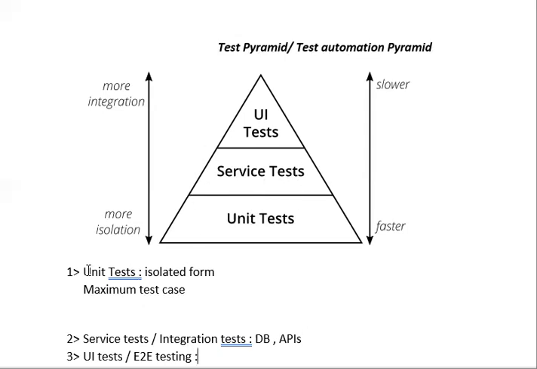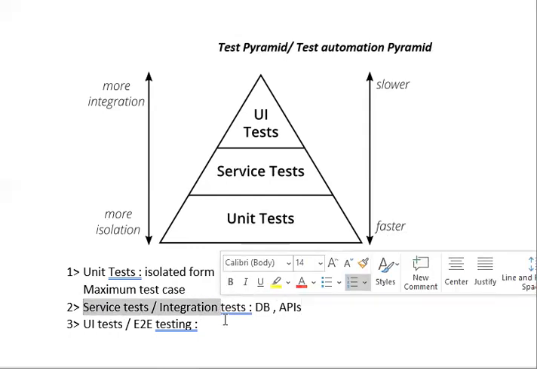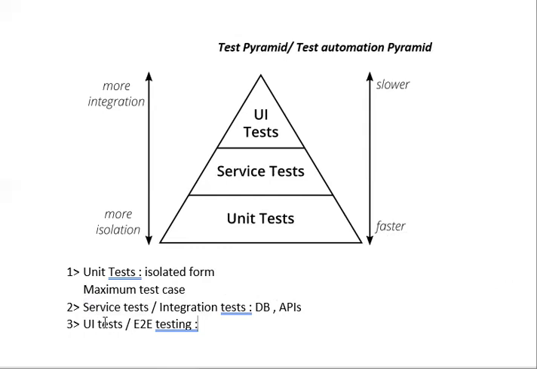So in this approach, the maximum test cases would be involved in unit tests. Minimal test cases would be included under integration tests, and minimum test cases would be included under UI tests. So this is the approach we follow to automate our application for testing purposes.